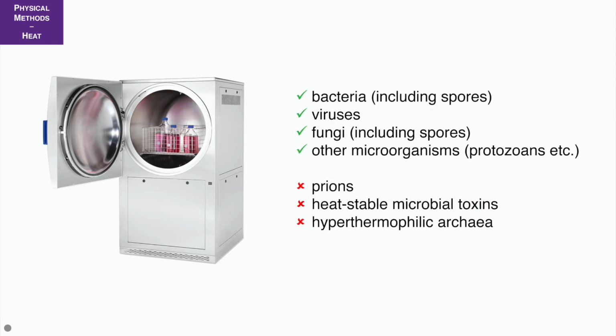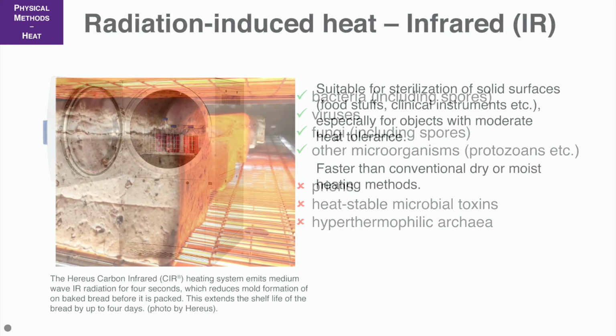Autoclaving is effective at eliminating all types of microorganisms with the exception of hyperthermophilic archaea. However, this group of microorganisms is rarely a concern for most applications. It is worth noting that autoclaving is not effective at eliminating prions or heat-tolerant microbial toxins.